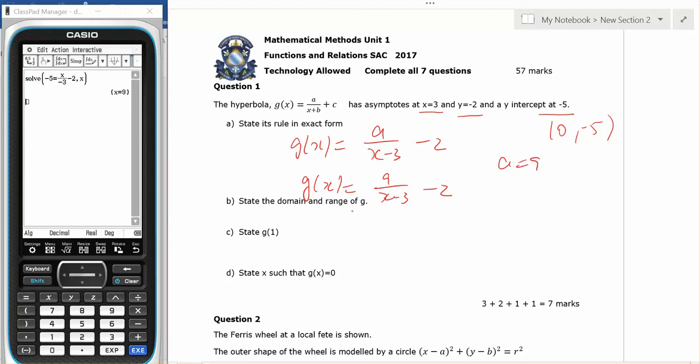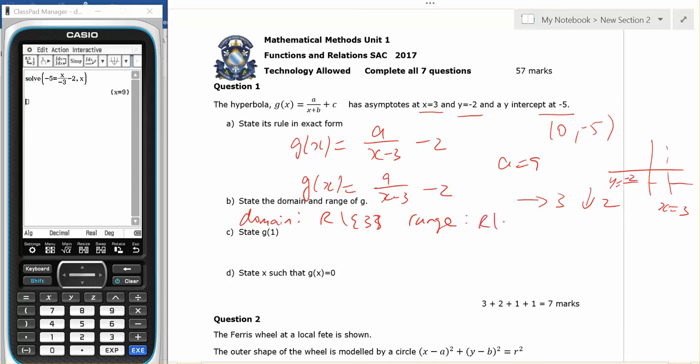State the domain and range of g. Okay, so the domain would be, well, the graph has moved 3 to the right and 2 down. So my vertical asymptote's at 3. So when you draw the graph, it could be any value except x equals 3. So it means reals excluding 3. And my range would be everything excluding -2. So y equals -2, there's an asymptote there. So range everything except -2.